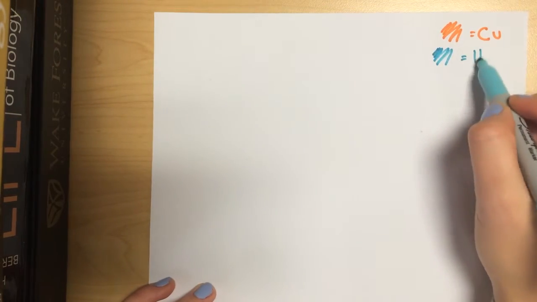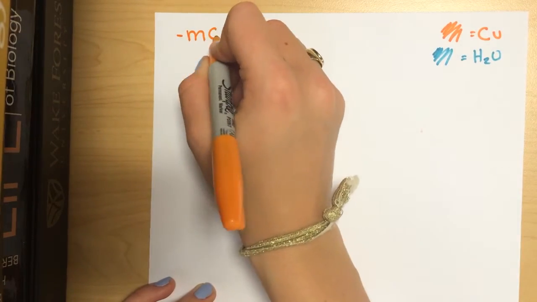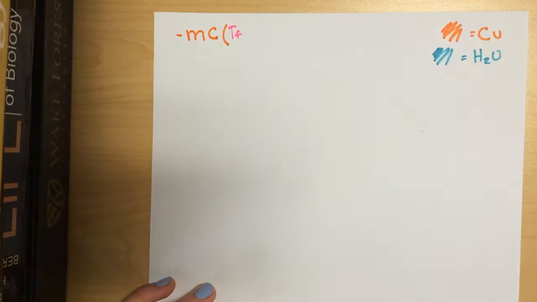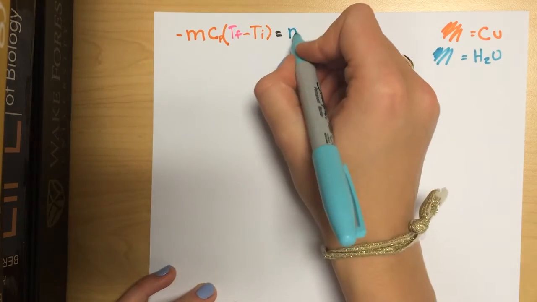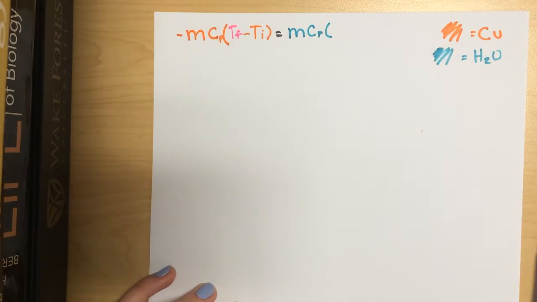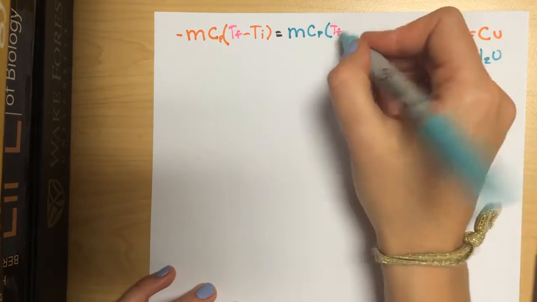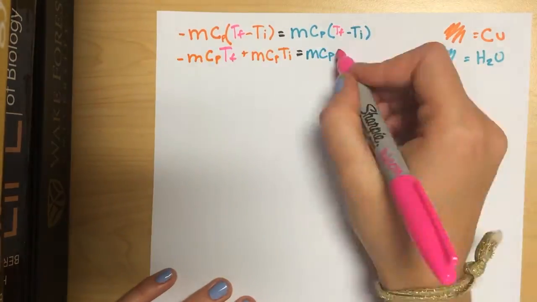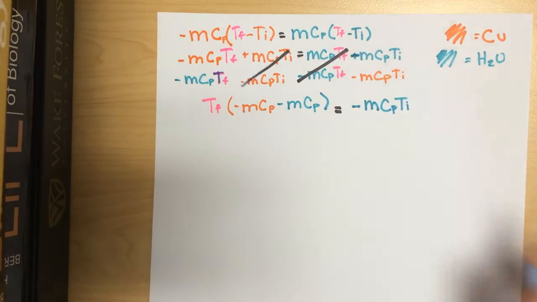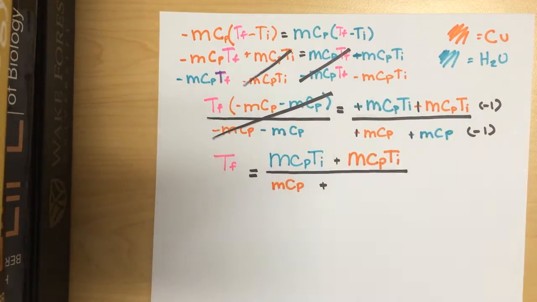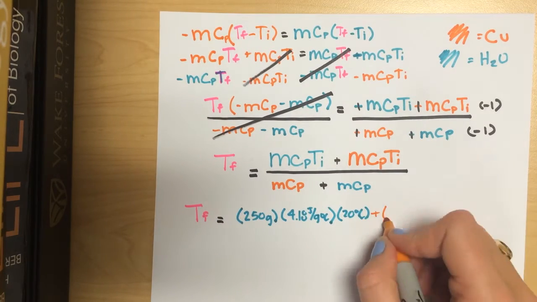Using orange for copper and blue for water, we can set up our equation to find T final as follows. Negative mass of copper times specific heat capacity of copper times delta T of copper equals mass of water times specific heat capacity of water times delta T of water. Before plugging the numbers in, we can simplify to an equation for T final. Using basic algebra, we can solve for the unknown variable T final.